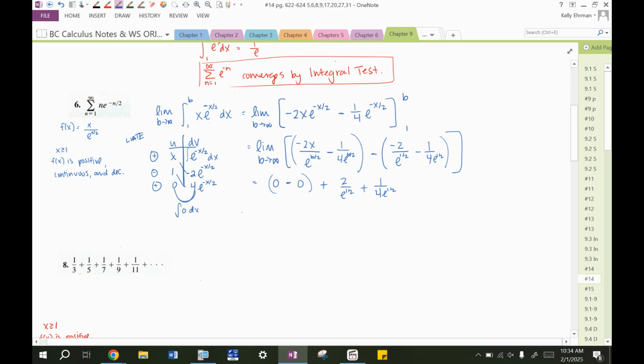the integral converges. So the integral converges, and so I'm going to conclude that the original series converges as well by the integral test.